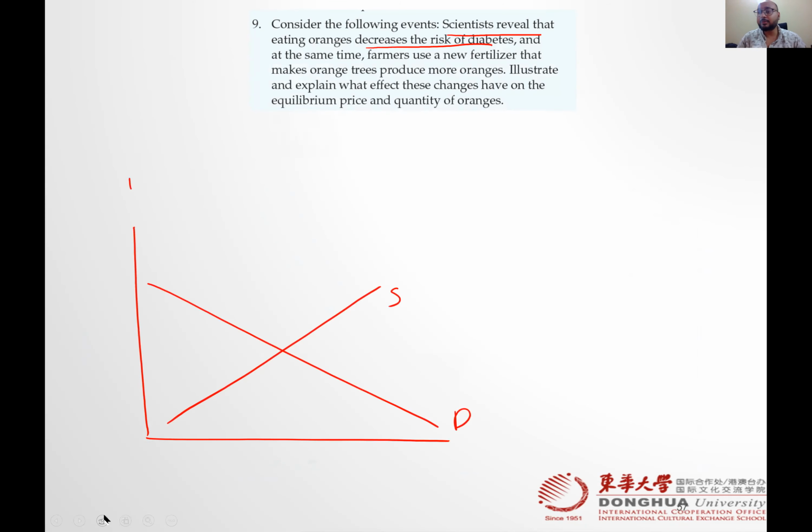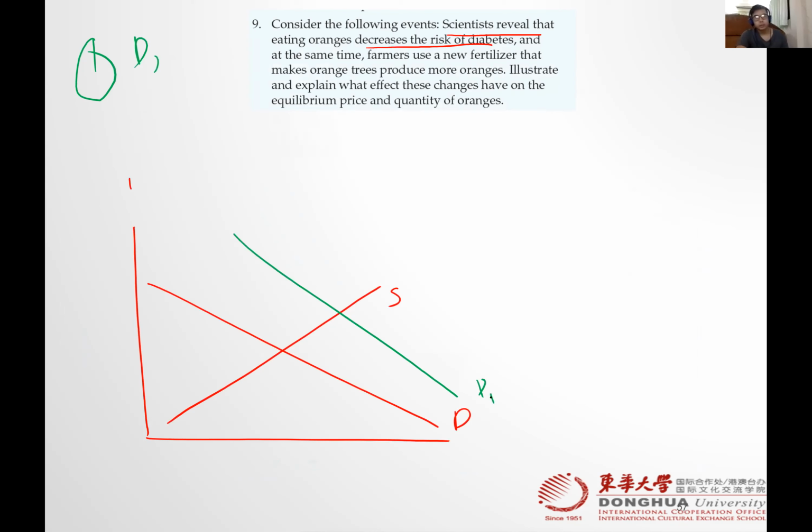Scientists reveal that eating oranges decreases the risk of diabetes. Does this belong to demand or supply? Demand. How? Because consumers have the risk of diabetes, not the producers. Those who eat the oranges have a decreased risk of diabetes. It means consumers. Who creates demand? Consumers or buyers. So will they buy more oranges or fewer oranges? More, because now they want to live longer. So demand shifts to the right. First, demand shifts to the right, and we have a new demand curve.